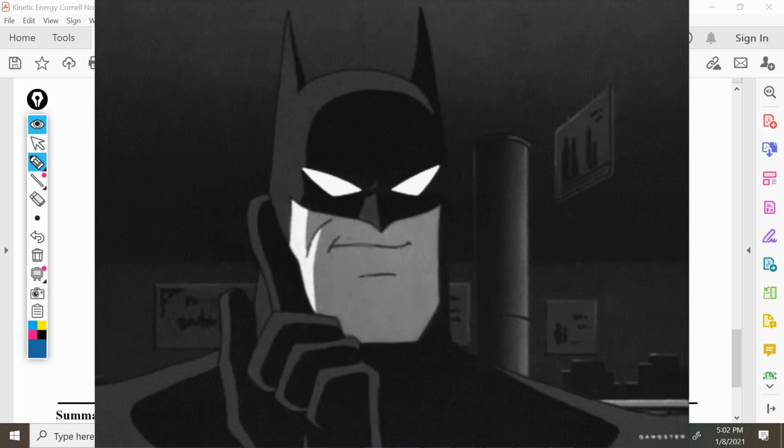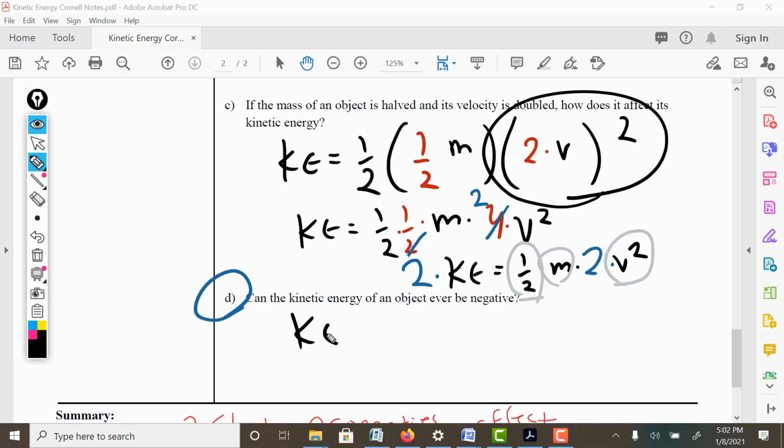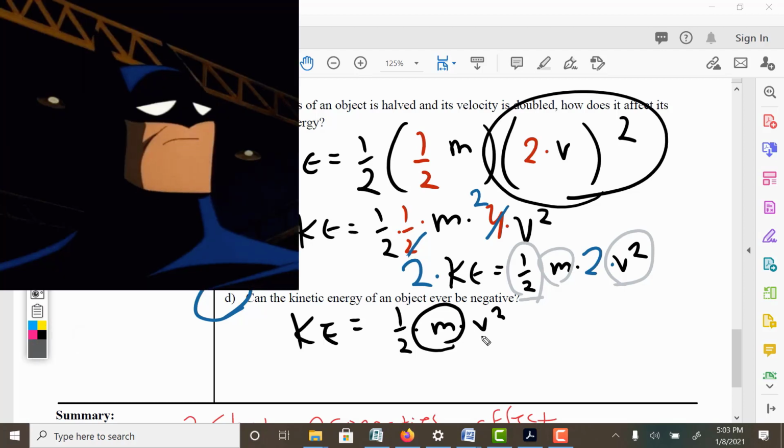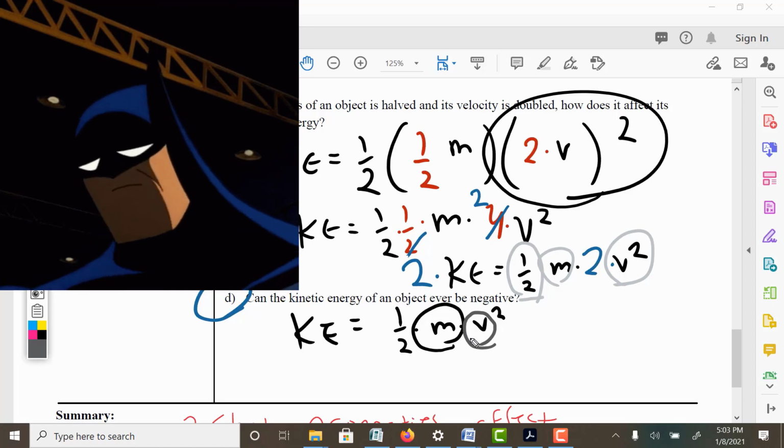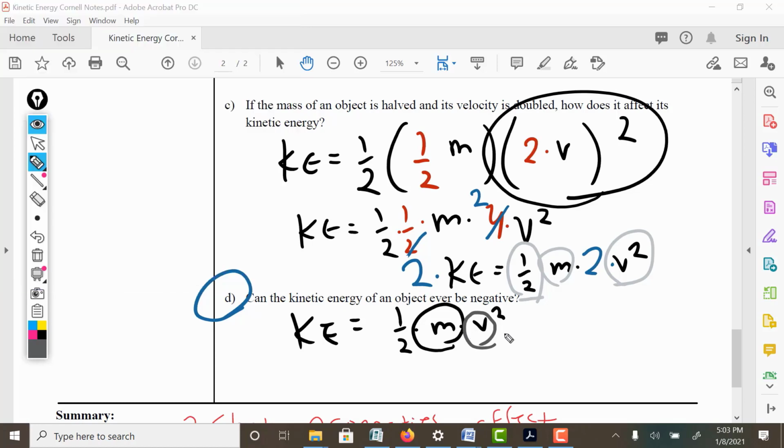Part D, can kinetic energy of an object ever be negative? Well, let me ask you this. Can the kinetic energy, it's affected by two things, the mass and the velocity. Can the mass ever be negative? So on that account, kinetic energy will never be negative because the mass will not be negative. However, can velocity be negative? We've seen that before. Velocity can be negative, but it's being squared.